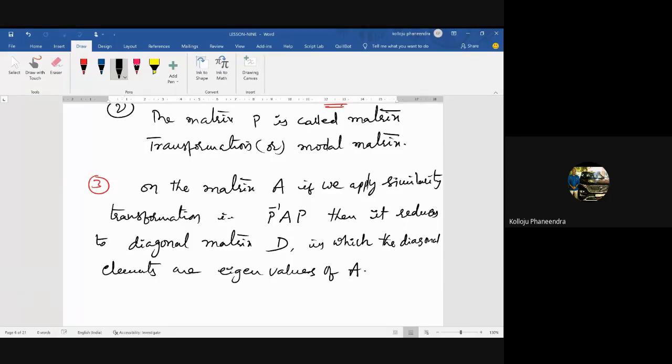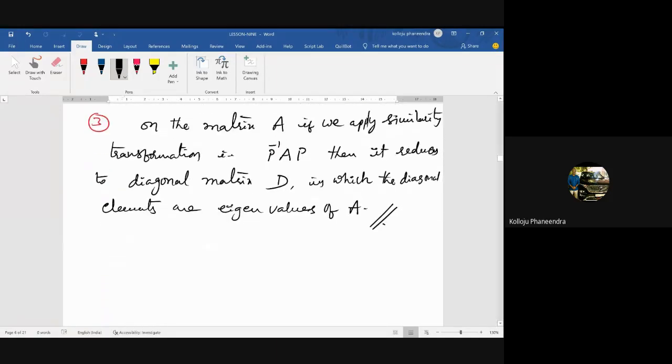Eigenvalues of A. Okay, this is a very important point. Last point: P inverse AP is nothing but D. That means if I apply a similarity transformation, P inverse AP, on matrix A, it goes to a diagonal matrix, in which the diagonal positions are nothing but the eigenvalues of the matrix A.